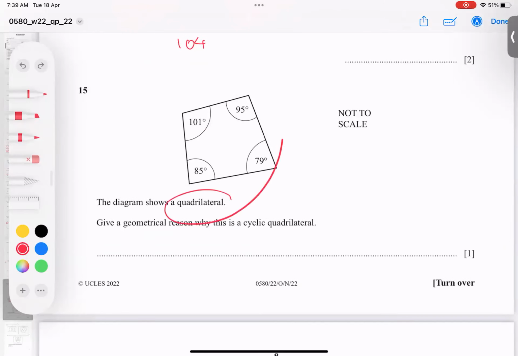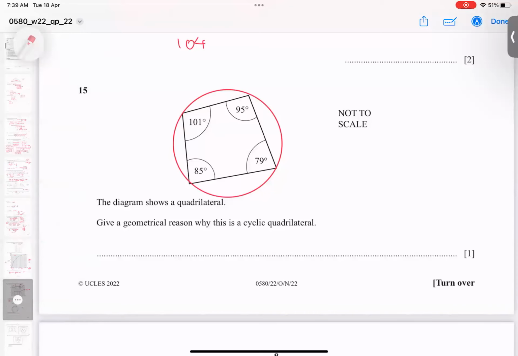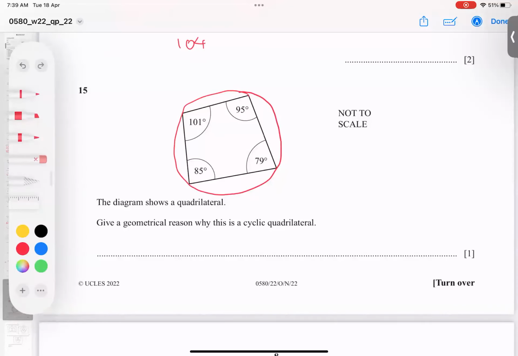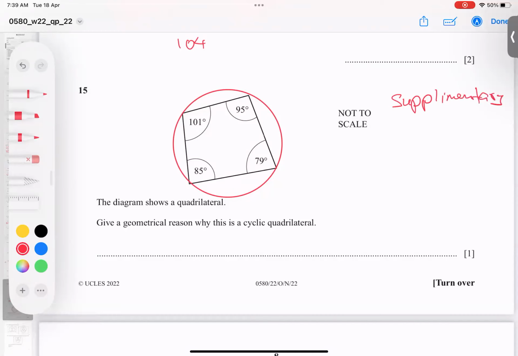This is a quadrilateral, but he said to give a reason why this is a cyclic quadrilateral. Cyclic quadrilateral means a circle passes through all points. You can see that I tried, and all points lie on the circle. It is only possible if opposite angles, like this and this, are supplementary. What does supplementary mean, students? Supplementary means if you add two angles, you get 180.